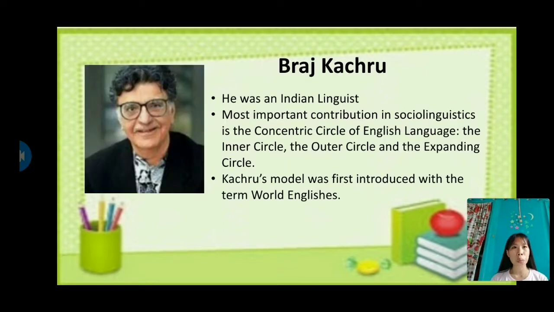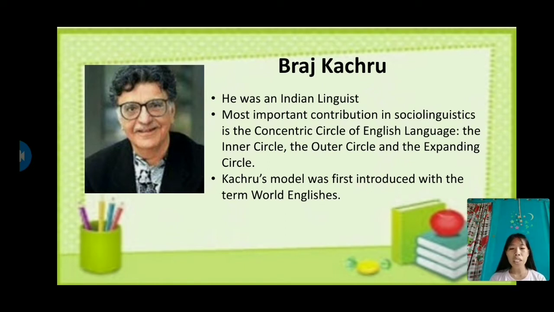Kachru was an Indian linguist, and his most important contribution in sociolinguistics is the concentric circles of the English language, which are the inner circle, the outer circle, and the expanding circle. Kachru's model was first introduced with the term World Englishes. The term World Englishes is used to refer to varieties of English spreading in different parts of the world. His model is the most influential model for grouping the varieties of English in the world.